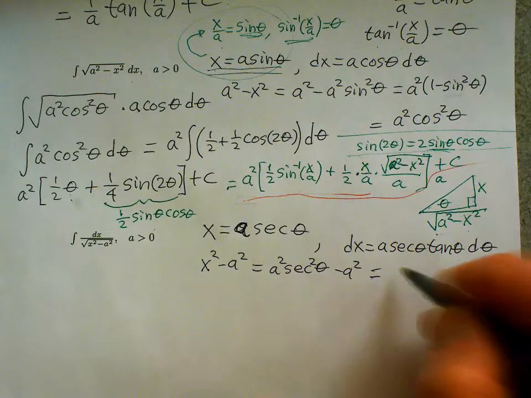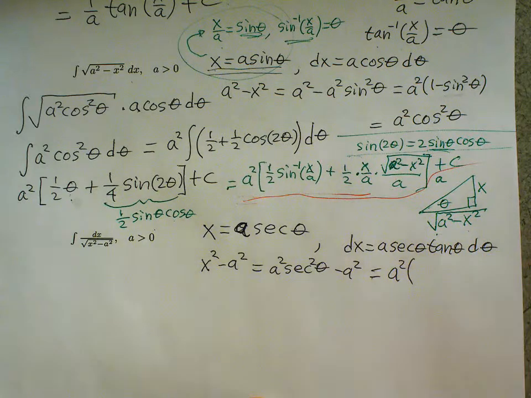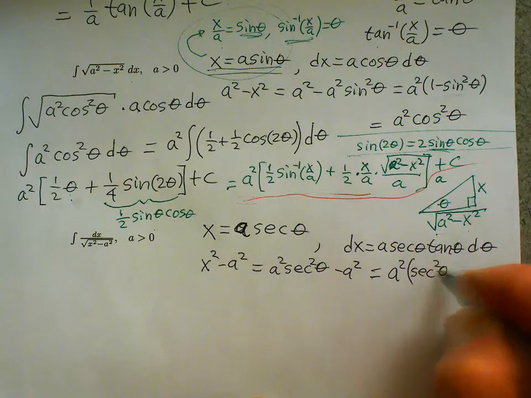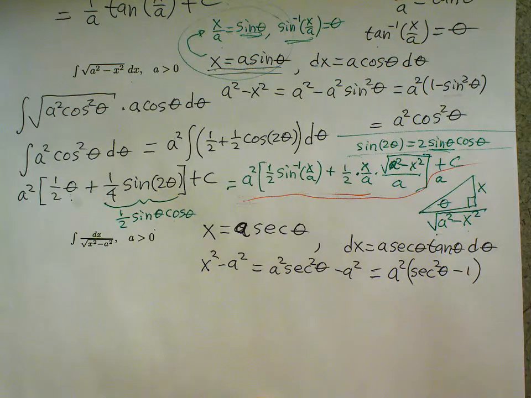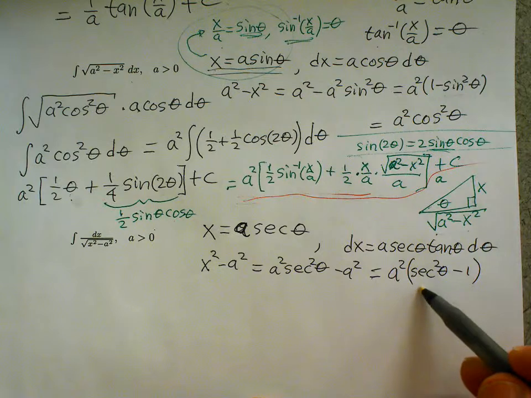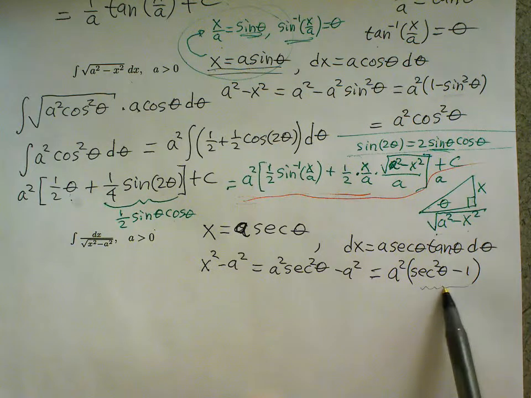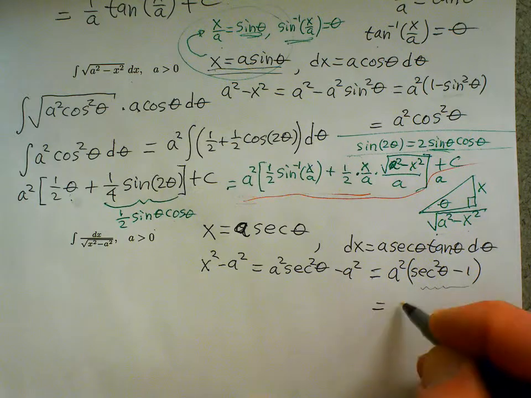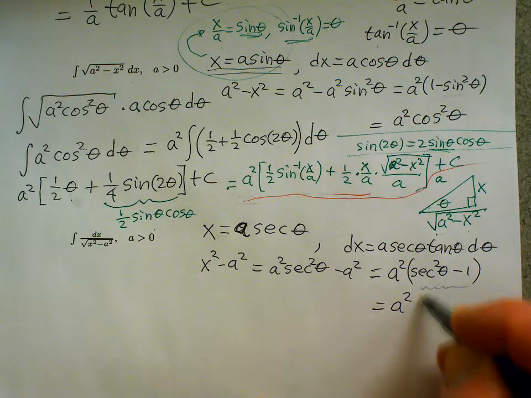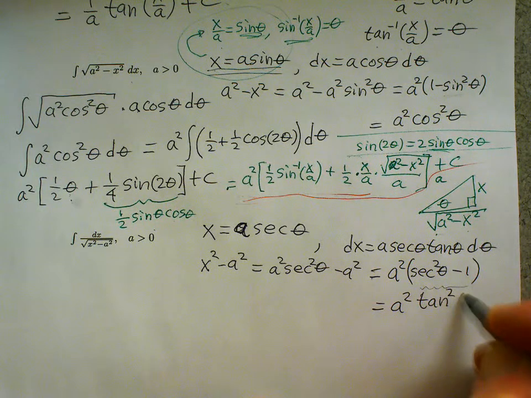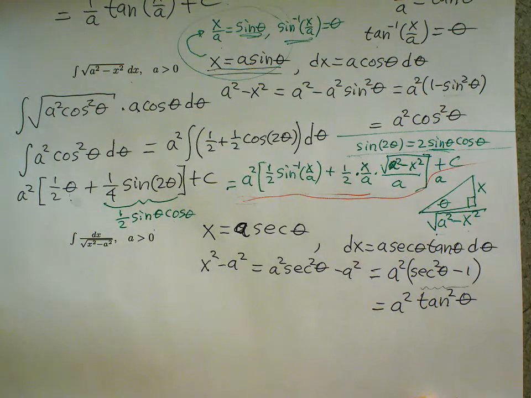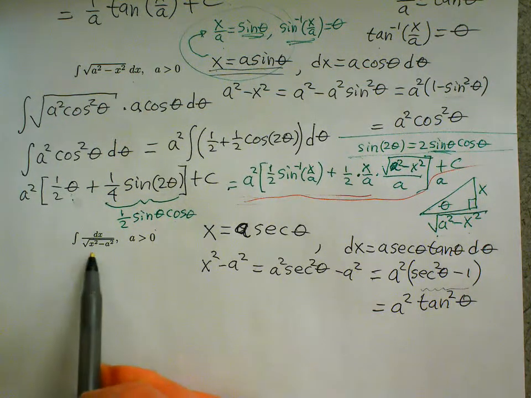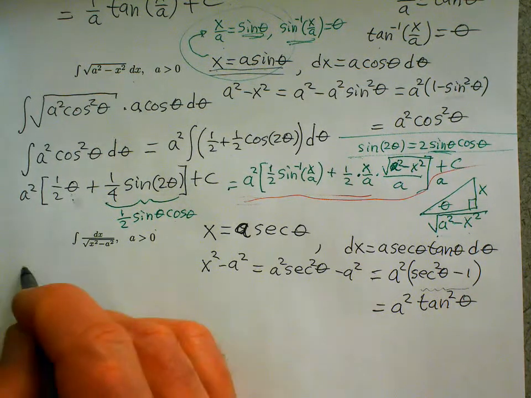Factor a squared out, we get a squared times secant of theta squared minus 1. And then secant of theta squared minus 1 is just equal to tangent of theta squared. So this is equal to a squared times tangent of theta squared. And now we go back to the integral and make those substitutions.